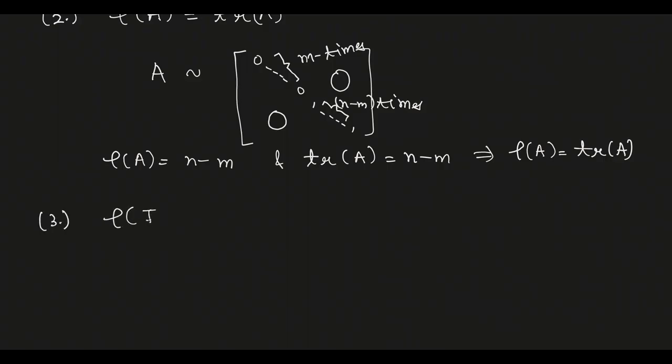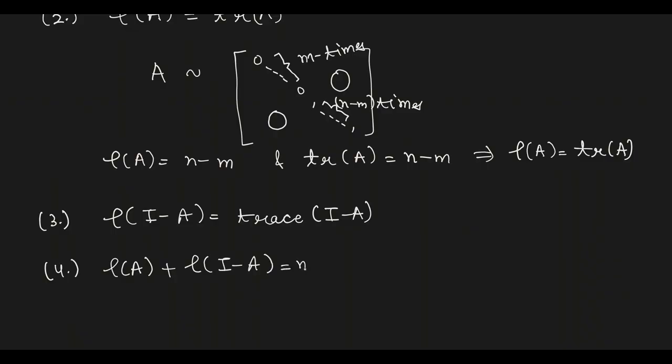Third is rank of I minus A is equal to trace of I minus A. And the last one, rank of A plus rank of I minus A is equal to n. So after that we will continue from 3:30.